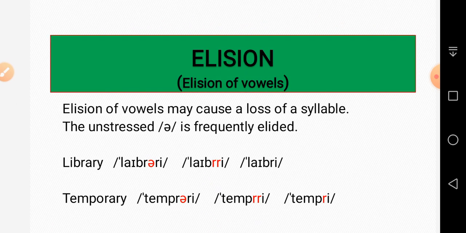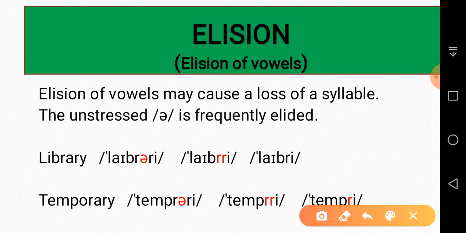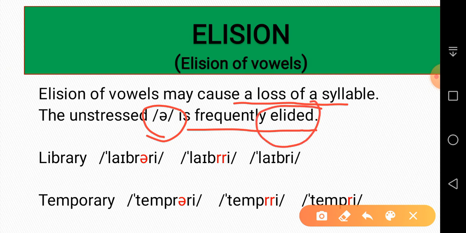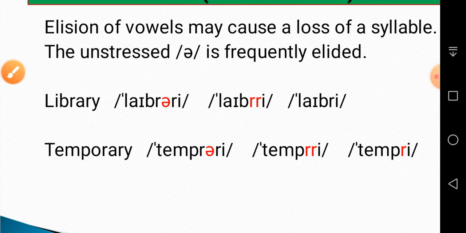Elision of vowels. Elision of vowels may cause a loss of a syllable. We can also say that the unstressed schwa is frequently elided. It is dropped. Elided means it is dropped. Okay, just two examples, because the video is getting larger.